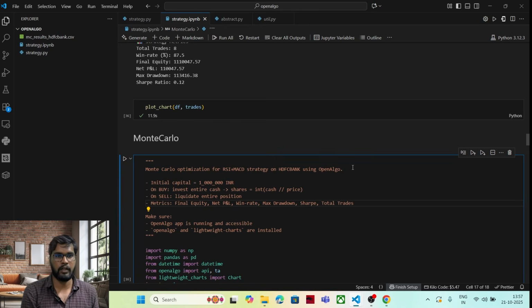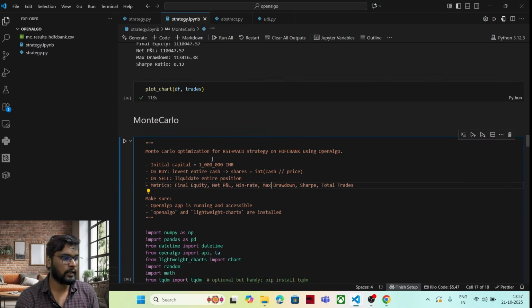For RSI, before, we took 30 and 70 and ran the algorithm. But when taking 30 and 70, we are not getting good results. So we need to get the best values for buying and selling for RSI. And similarly for MACD, we have fast MACD, slow MACD, and MACD signal points. We need to optimize those parameters as well in order to get optimized values for buying the stocks.